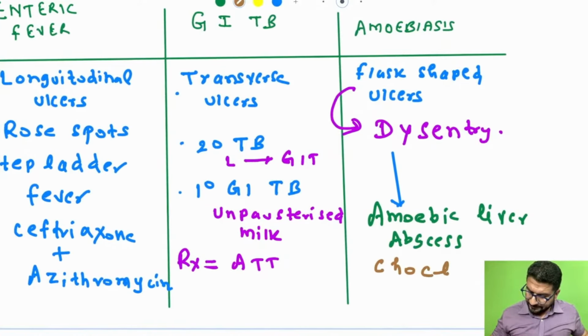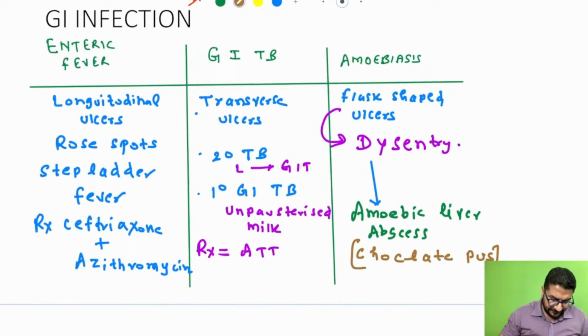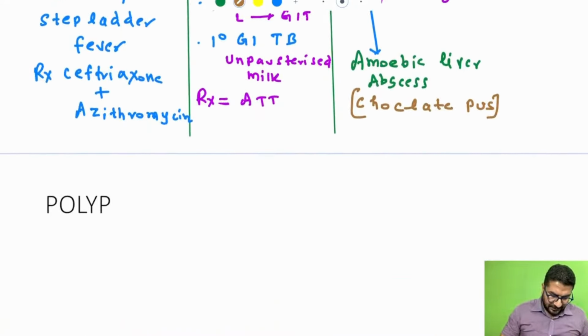We call this pus chocolate pus. So this is something which we see in amoebiasis. Done. Okay, now let's talk about polyp.